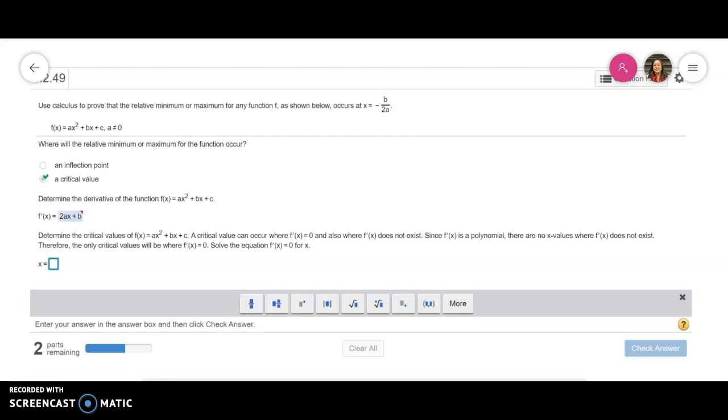Alright guys, so this is a problem that was sent to me that a student had a question with. It says use calculus to prove that the relative minimum or maximum for any function as shown below occurs at x equals the opposite of b over 2a. Now I don't know if that caught your attention. That right there should look familiar to you guys.